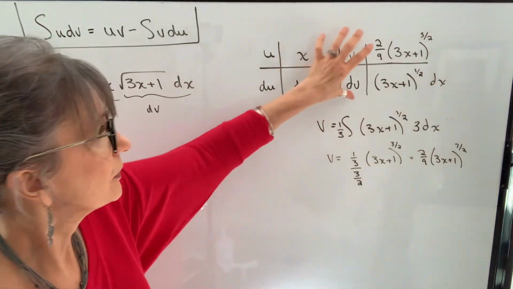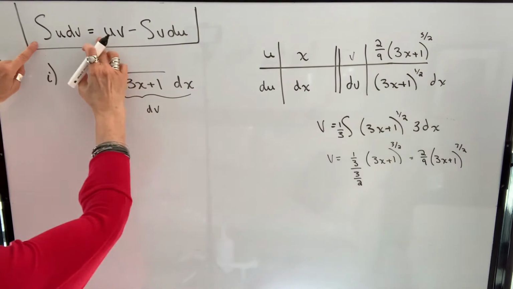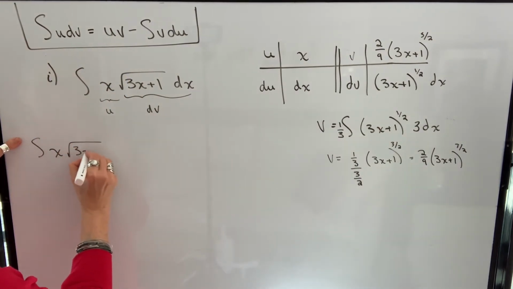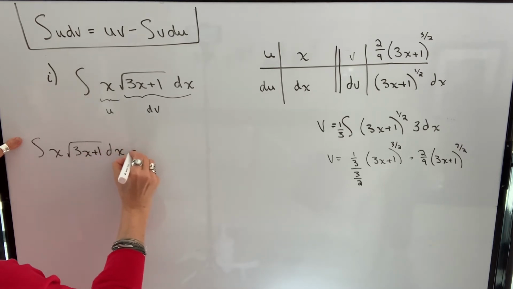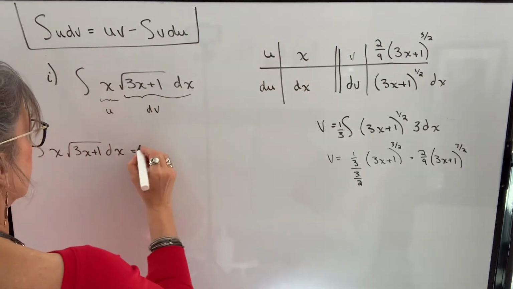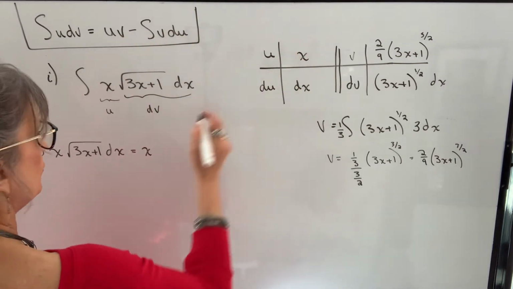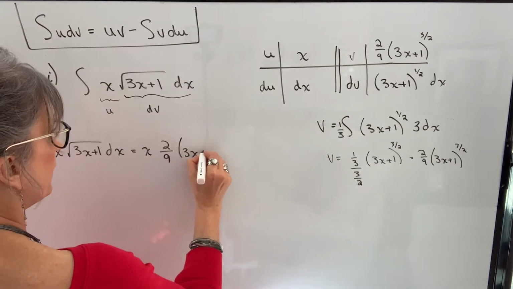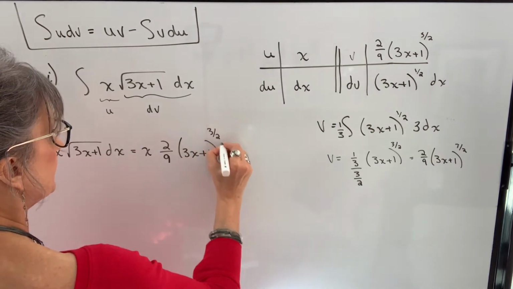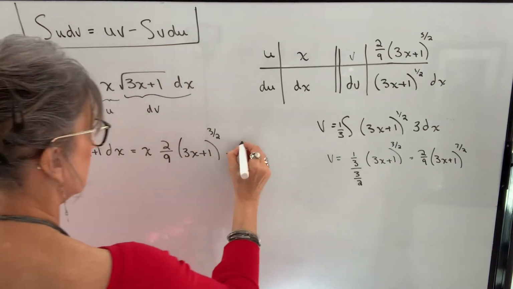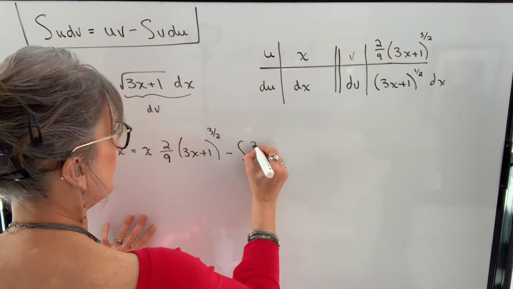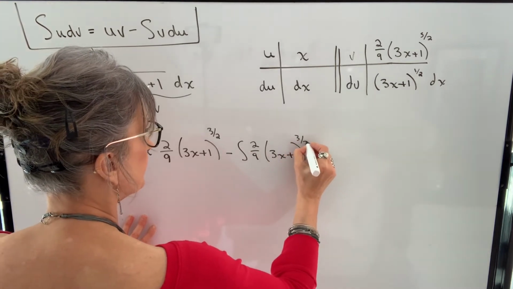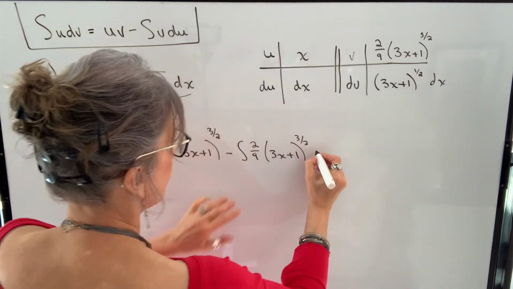Now that I've determined all of those values, I plug into my formula. So this integral, u times dv, will be equal to u, which is x, times v, which is 2/9, times 3x plus 1 to the power of 3/2, minus the integral of v, which is 2/9, 3x plus 1 to the 3/2, du, which is dx.